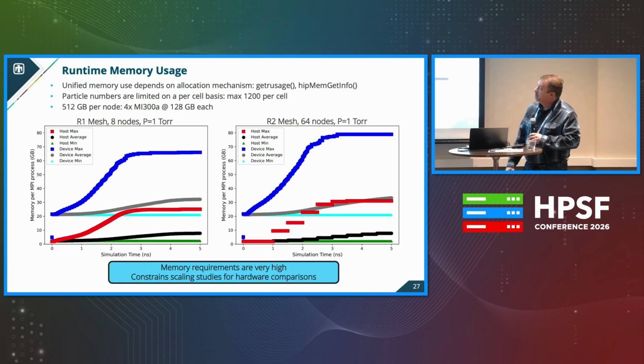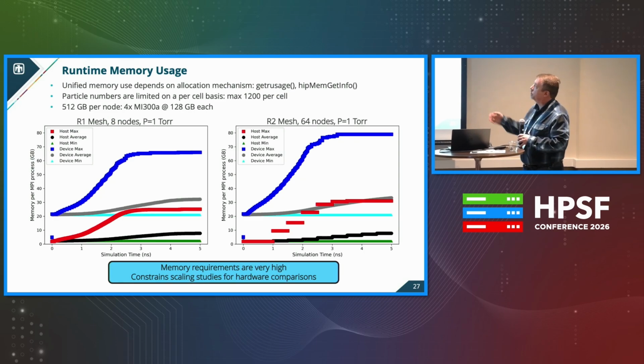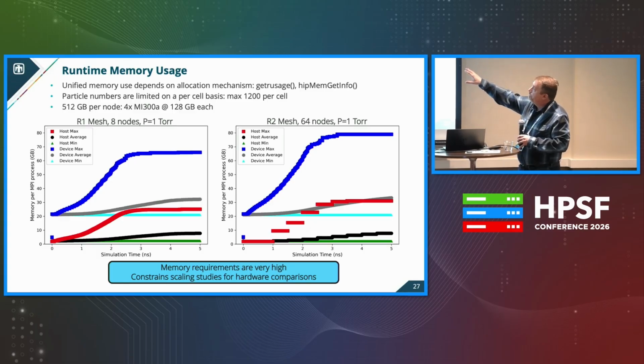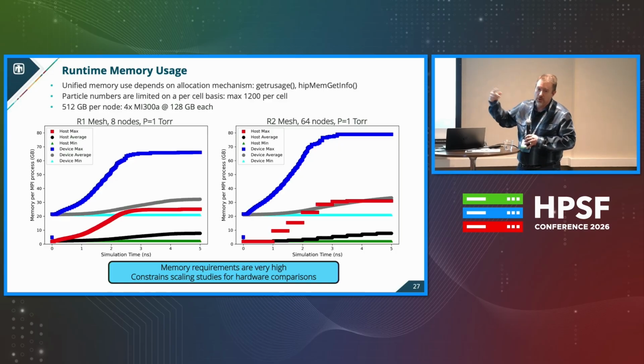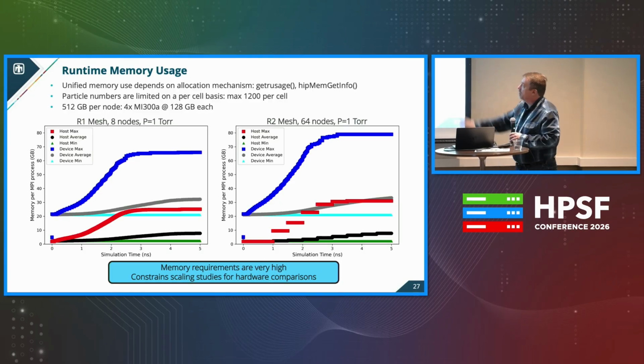If you're curious what the memory use looks like, it's really dominated by particle work. This is the memory use per MPI process. Even though it's a unified memory machine, depending on how you allocate the memory, it gets reported differently. So you have to use getrusage or hipMemGetInfo to get the two pieces and combine them together. So I'm just showing that here.